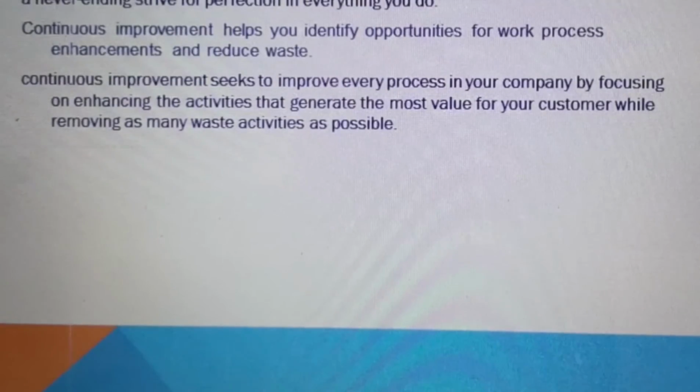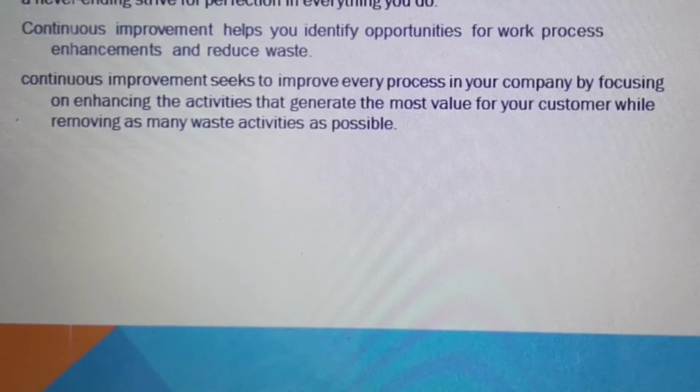So what is continuous improvement? Okay. So you will often hear continuous improvement in total quality management. Maugid na siya ang kanunay na madungga na to when we implement or when we adopt total quality management. So, continuous improvement is a never-ending strive for perfection in everything that the company does. So imagine a never-ending drive to perfection.